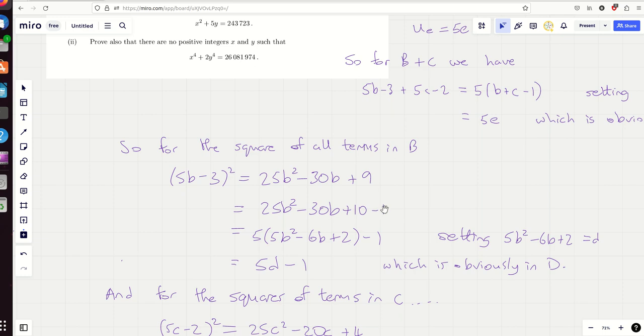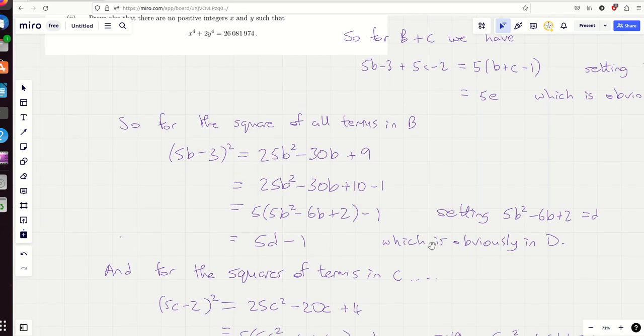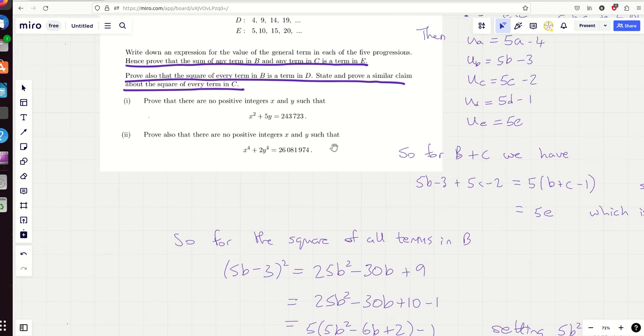So we're 1 less than a multiple of 5 here. Therefore, we are going to be a term in D. And setting 5b squared minus 6b plus 2 equal to D gives you that result, which is obviously in D. That's the way I would represent my answer here.